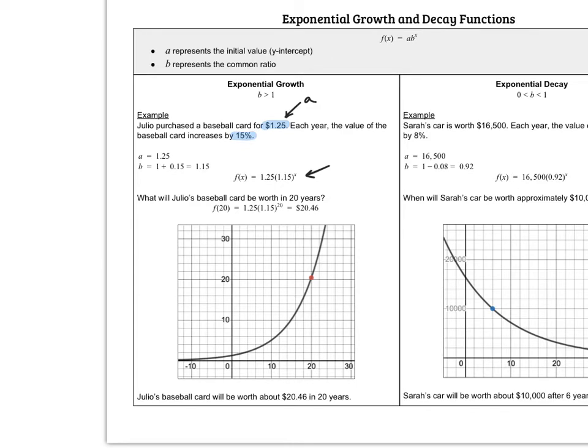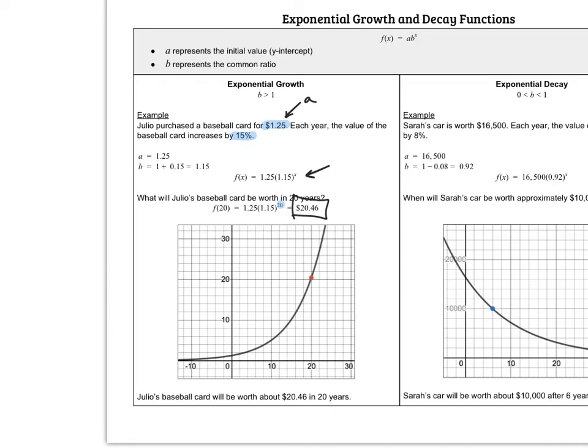And now that we have this function, we can use it to make predictions. So here we're asked, what will Julio's baseball card be worth in 20 years? Well, one way to figure out the answer is just to substitute 20 in place of x, like I've done here. In doing that, I found that it would be $20.46 if he saves that baseball card for 20 years.